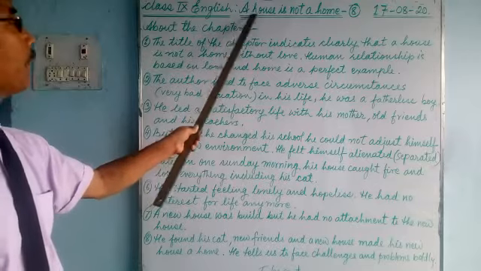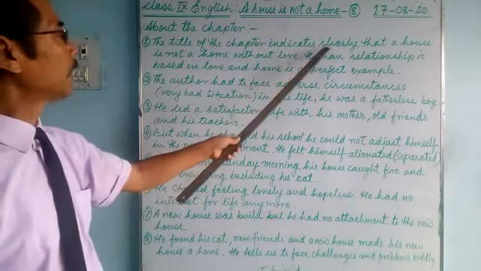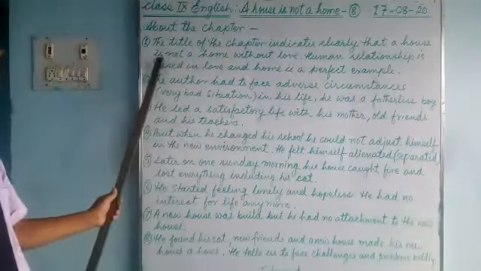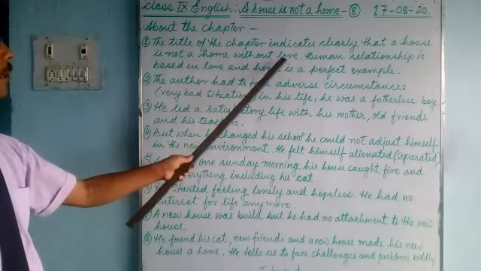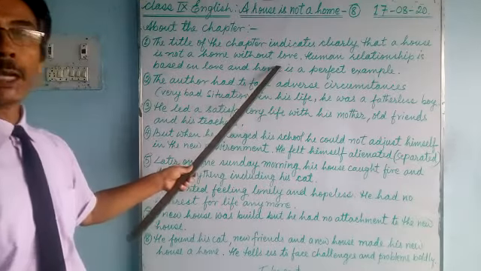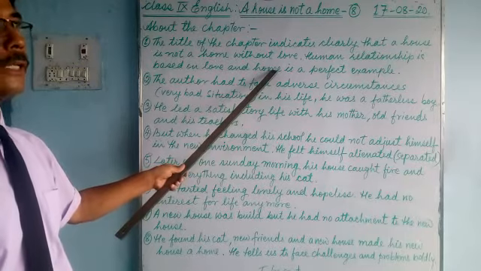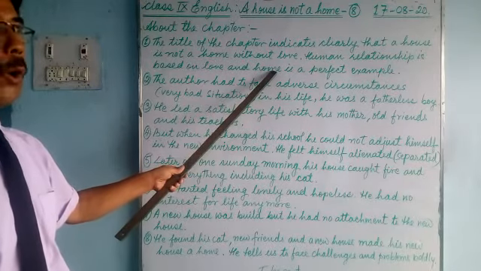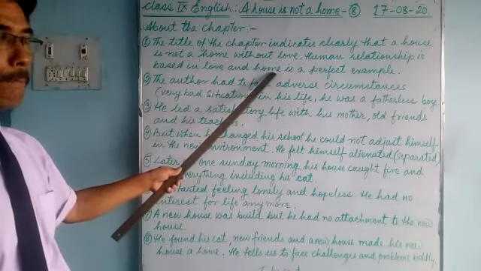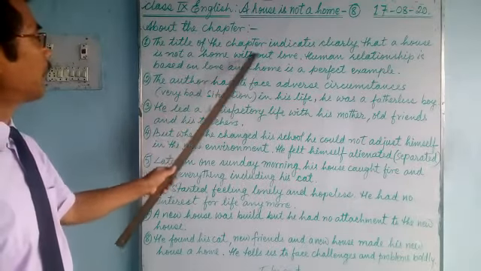The title of the chapter, A House is Not a Home, indicates, means tells clearly, that a house is not a home without love. If there is no love in your house, in your home, then naturally that is just a house. It's not called a home. Home means where you live, where you get love from your family members. So it is not a home without love.